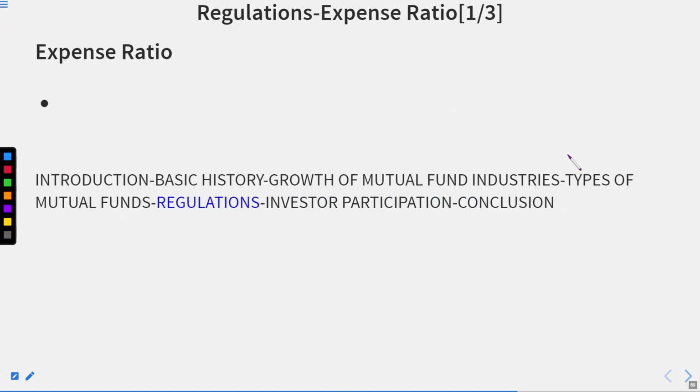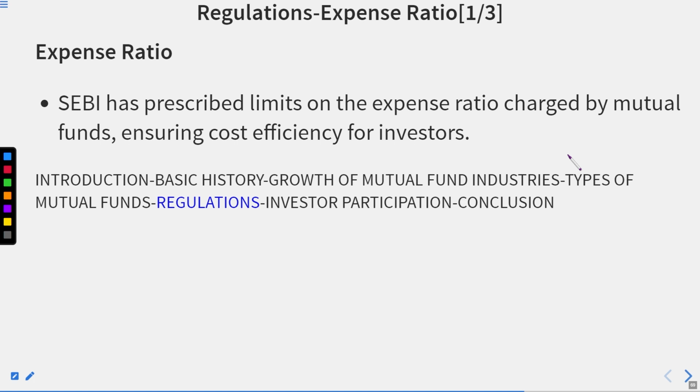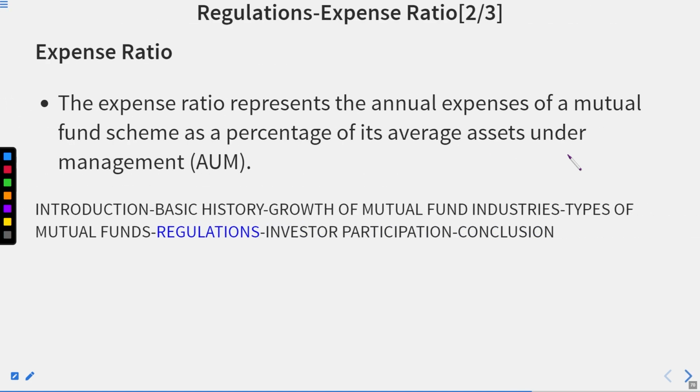Thereafter, the expense ratio regulations. SEBI has prescribed limits on the expense ratio charged by the mutual funds, ensuring cost efficiency for the investors. The expense ratio represents the annual expenses of a mutual fund scheme as a percentage of its average net assets, or you can say average assets under management. So basically, total expenses divided by average net assets held by the AMC. Whatever will be the answer, that will be the expense ratio.